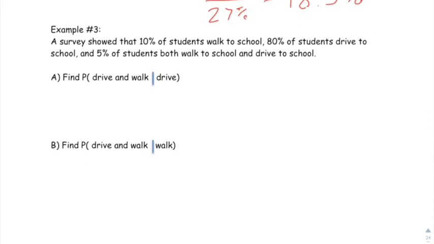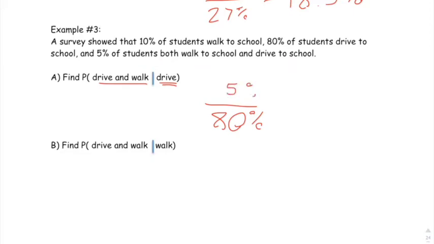Okay, let's look at example 3. A survey shows that 10% of students walk to school, 80% of students drive to school, and 5% of students both walk to school and also drive to school. Okay, so this says find the probability that they drive and walk given that they drive. So we're going to look at just the students that drive. There's about 80% of them. And then we're going to compare that to the 5% of students that walk and drive.